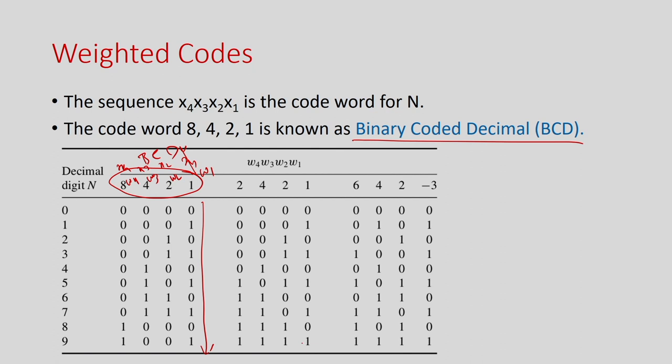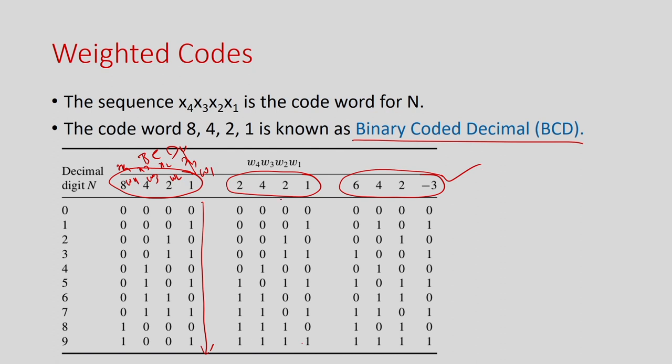There are two more weights which we will talk about. One is 2421 and 6423, okay. So, one thing we have to understand, these weights should be within 9, because if the weights become 10, 12, then this value won't come inside the decimal digit. So, the weights should be up to 9 basically, rather less than 9, okay. And the second thing is that the weight can be negative as well, as we have seen here, okay.